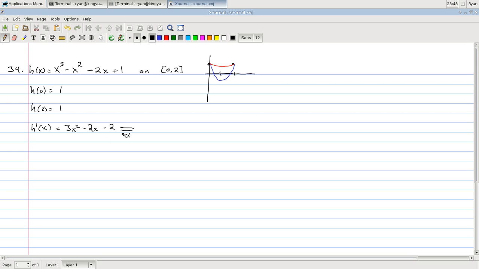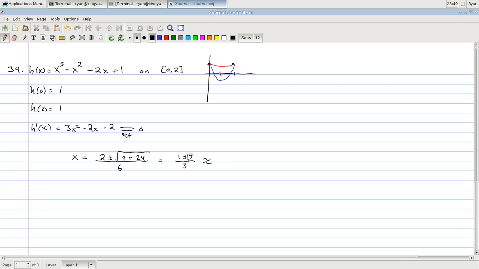So setting this equal to 0, I don't see an obvious way to factor this, so let's use the quadratic formula. So we've got x equals 2 plus or minus the square root of b squared, which is 4, minus 4 times a times c, which is negative 24, all over 2 times a, which is 6. And if we simplify this radical and reduce, we get 1 plus or minus radical 7, over 3.